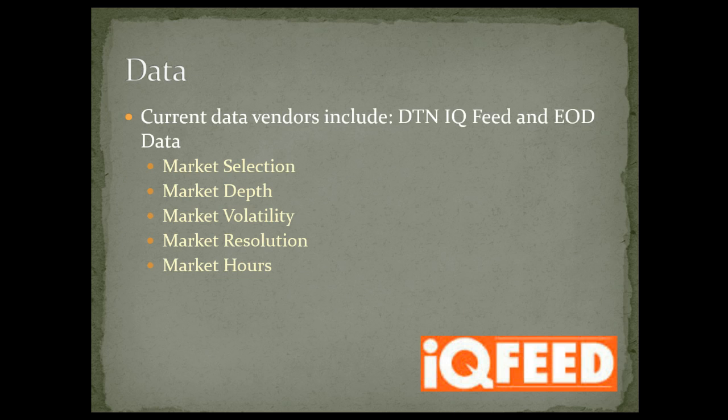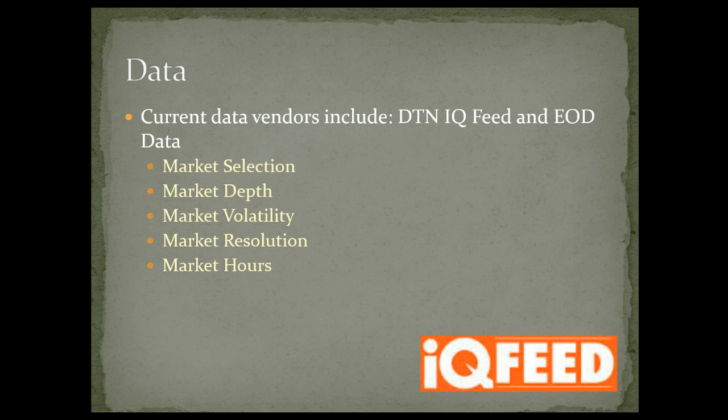So data, we have two data vendors right now. One is DTNIQ feed and the other one is EOD data. And there are steps to selecting data from either one of these vendors. Step one is to have a market or markets in mind. That's your general market selection.